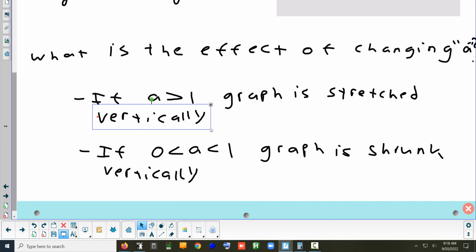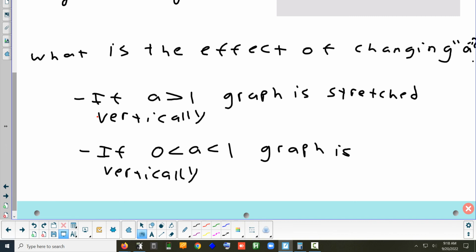If A is a fraction between 0 and 1, okay, we're not going negative yet. We kind of talked about what the negative does, but we're going to leave that out for now. The graph is, I'm just going to reword this and say compressed. So if A was like 1/3 or 0.5, 0.2, any number like that would cause the graph to compress vertically.